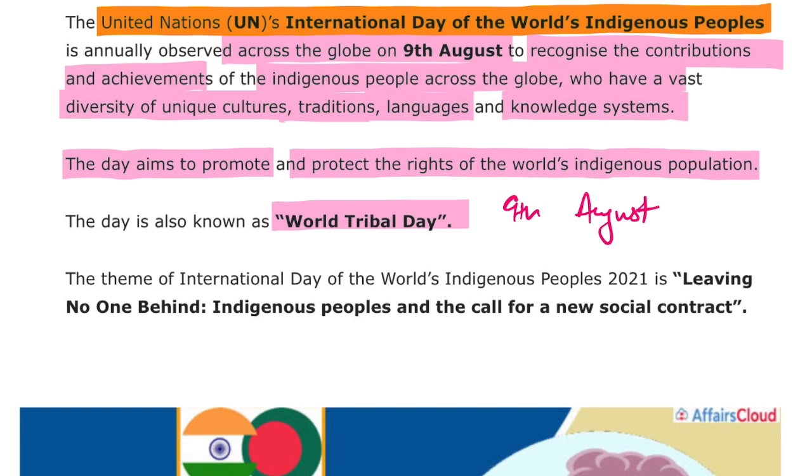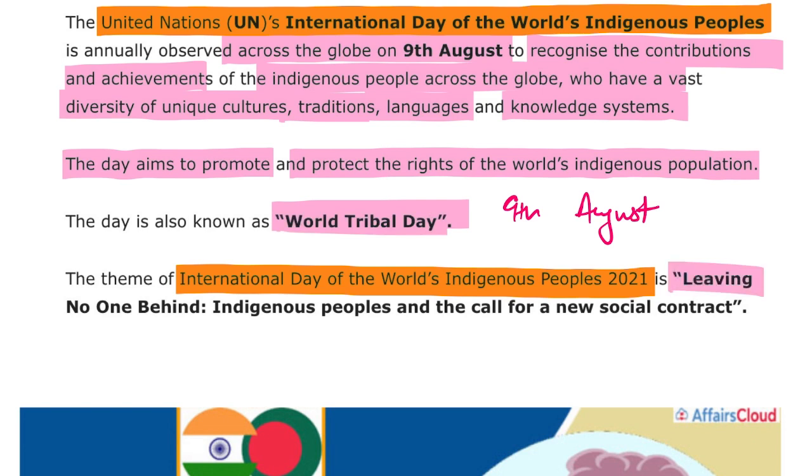Coming back, what was the theme of this International Day of the World's Indigenous Peoples, or your World Tribals Day? The theme is Leaving No One Behind: Indigenous Peoples and the Call for a New Social Contract.